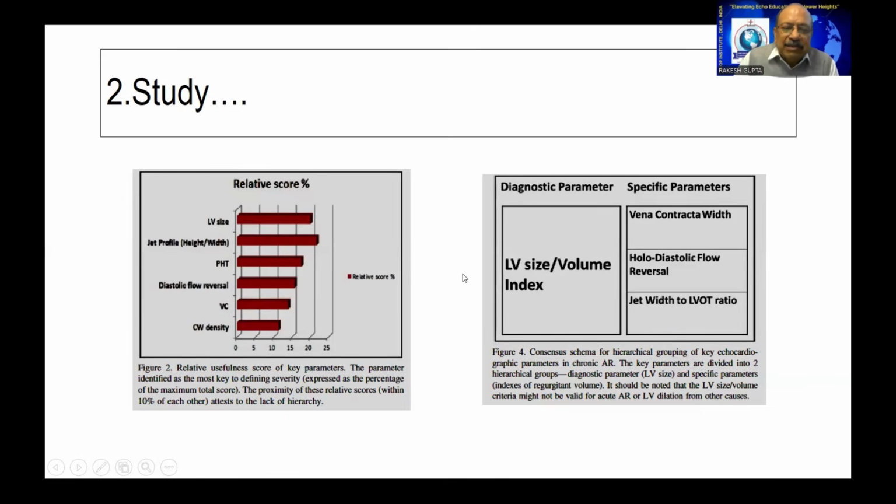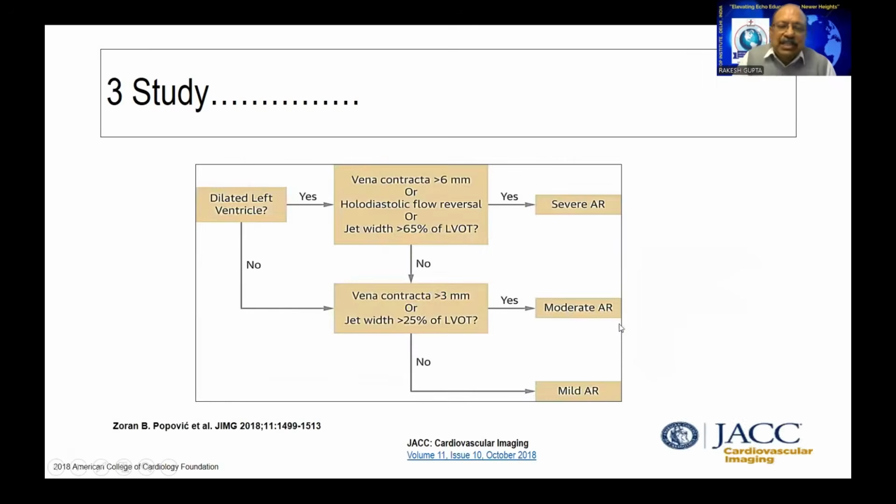You know what the outcome of that study was? Almost all people said one parameter which is uniformly acceptable is LV size and volume index. It should be large to classify somebody as severe aortic regurgitation. Then you can have 2 out of these 3 parameters: vena contracta, holodiastolic reversal of flow in the descending aorta, jet width height over LVOT height. If you happen to see 2 of these, 100%, then you are dealing with severe aortic regurgitation. You have to comprise all these things together.